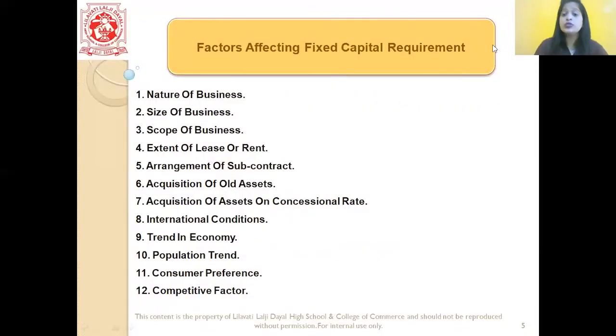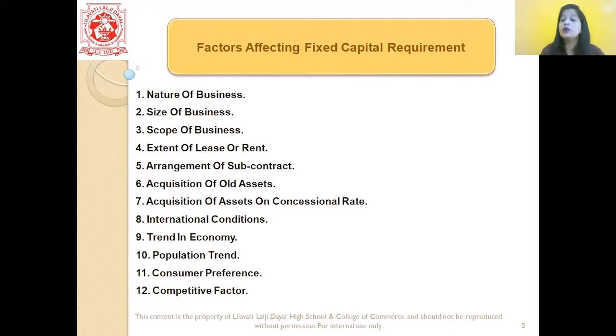The next point, students, is population trend. If the business organization feels that the population is increasing at a very high level, it will acquire more amount of fixed capital to produce as per the requirement of the population.